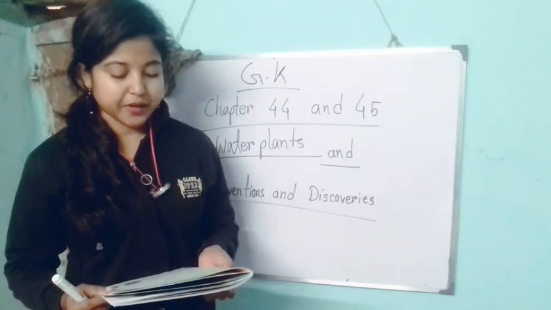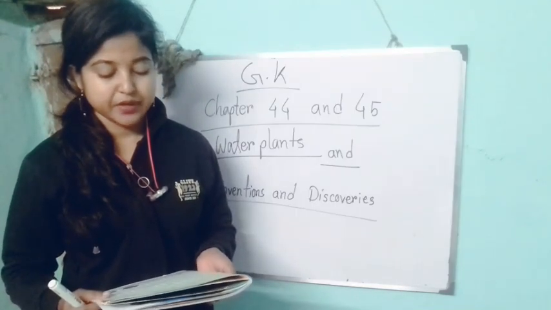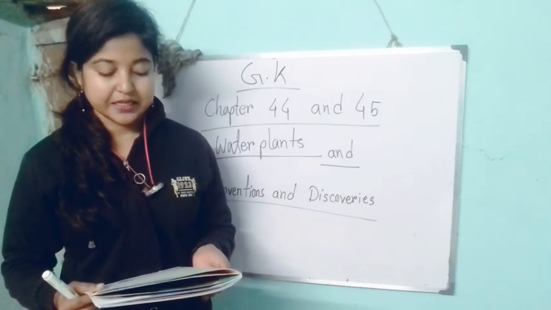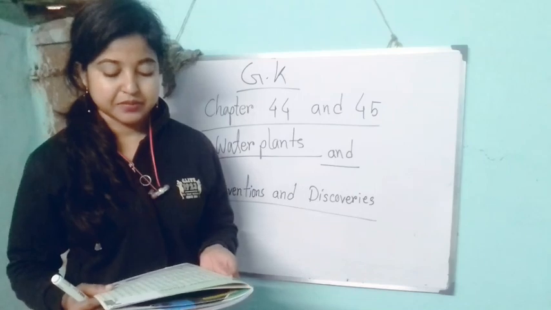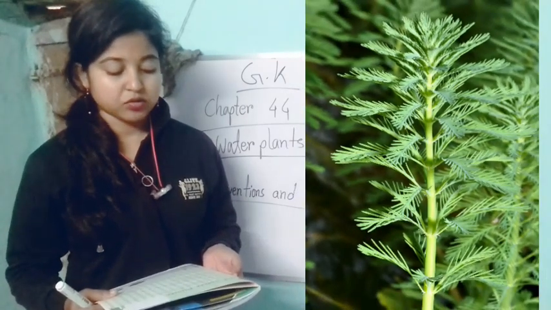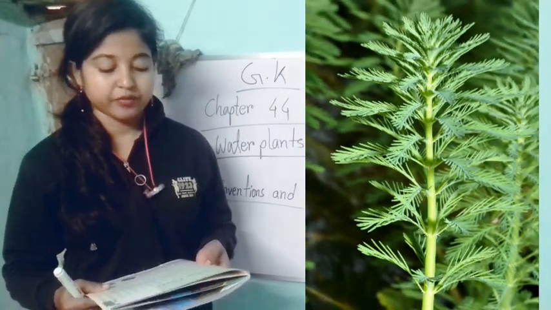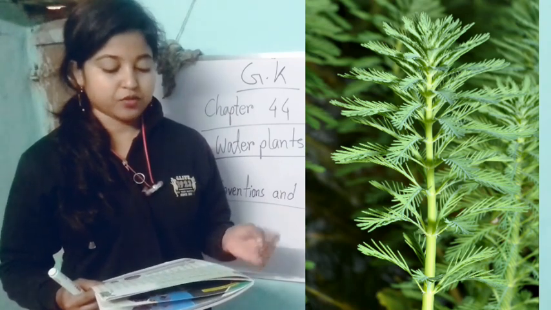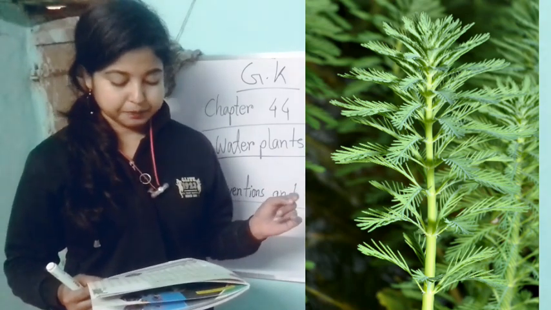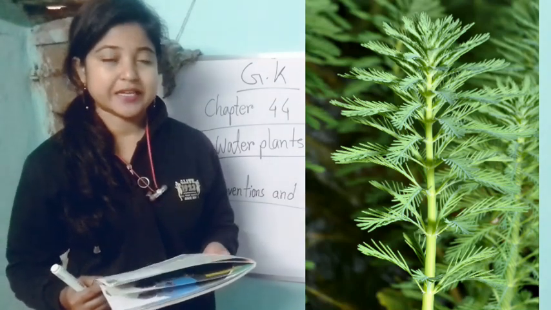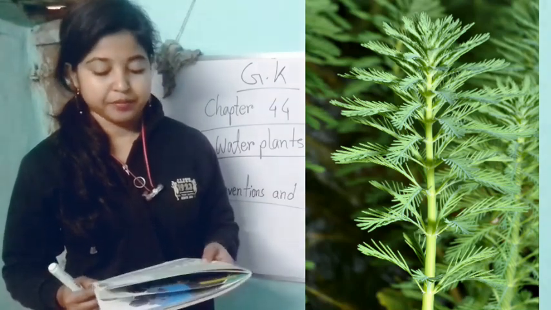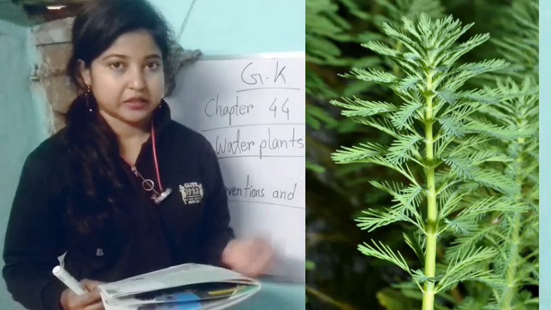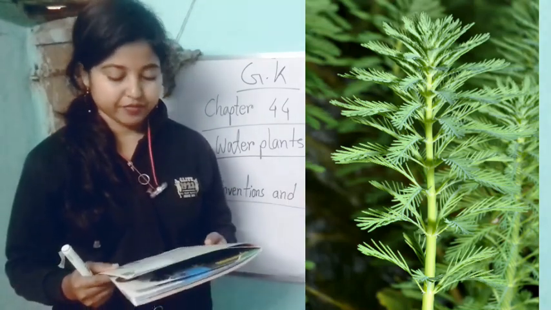Number 4, this partially submerged water plant is beneficial for the water body in which it grows. It gets its name from the feather-like leaves that are arranged around the stem in whorls of 4 to 6. So you can see the image here. This got its name because of its feather-like leaves. So it is called parrot feather.